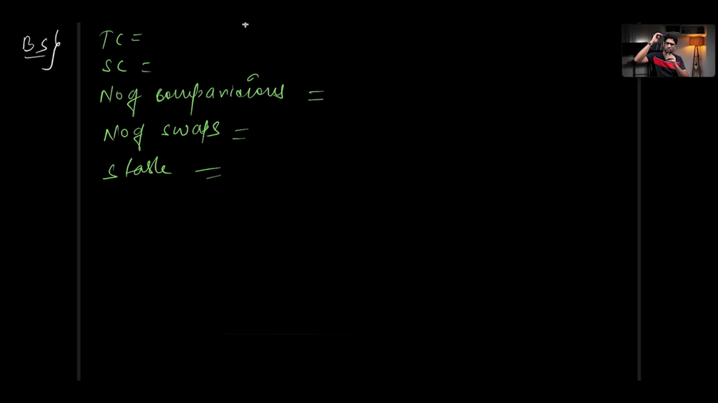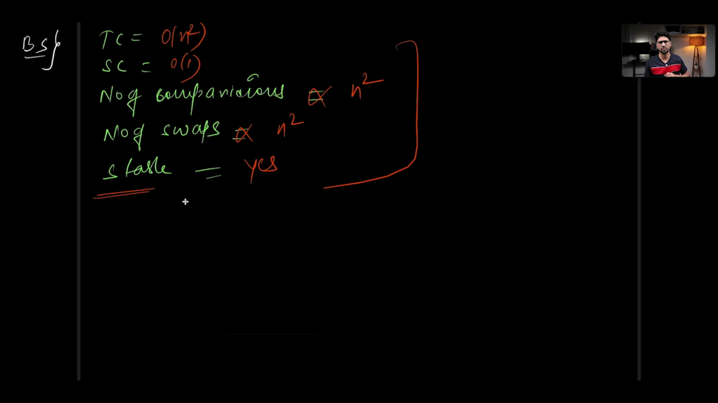We saw that to do bubble sorting we need two for loops, one inside the other, each running almost for the size of the array. So the time complexity of bubble sort was order of n square. Space complexity is order of 1. Number of comparisons was proportional to n square. Number of swaps was proportional to n square. And was it stable? Yes, it is a stable sorting algorithm.